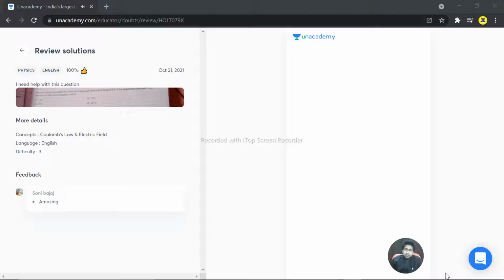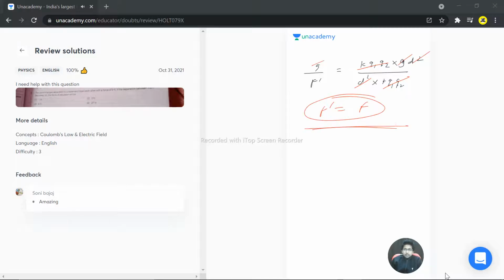Now let's divide. 9 by f dash is equal to k q1 q2 by d square, multiplied by 9d square by k q1 q2. So k q1 q2 cancel out, 9 cancel out, f dash comes out to be f only. Okay, even if you are increasing the separation by 3 times, force obviously get f by 3.